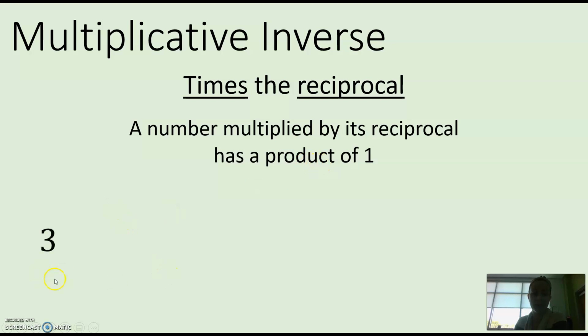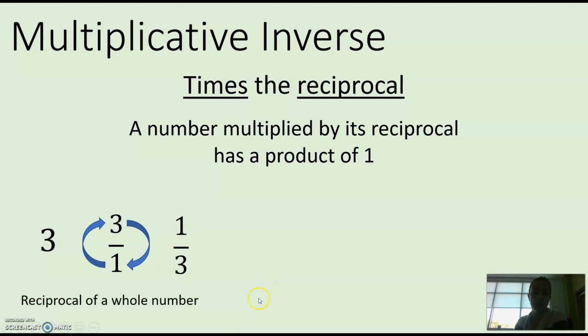So what's a reciprocal? If I looked at the number 3, 3 is a whole number. How do I make it a fraction? Well, 3 is the same as 3 over 1. Any whole number, we can put a 1 underneath to make it a fraction. For its reciprocal, I'm going to switch the denominator with the numerator and the numerator with the denominator. So 3 over 1's reciprocal would become 1 over 3.